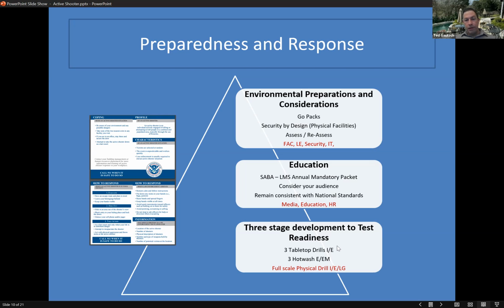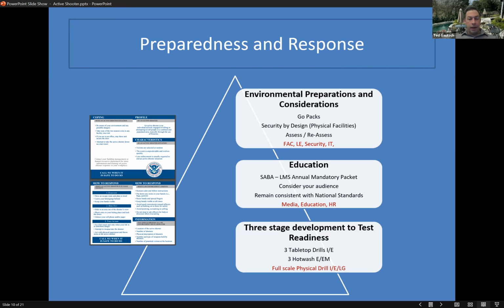And then three-stage development to test readiness. That is, how do you prepare your organization? You have to do drills. You have to educate along the way. A lot of organizations I've seen have just contacted law enforcement and said, we want to come in, we want to do a full-fledged active shooter drill. We want you to come in and join us.